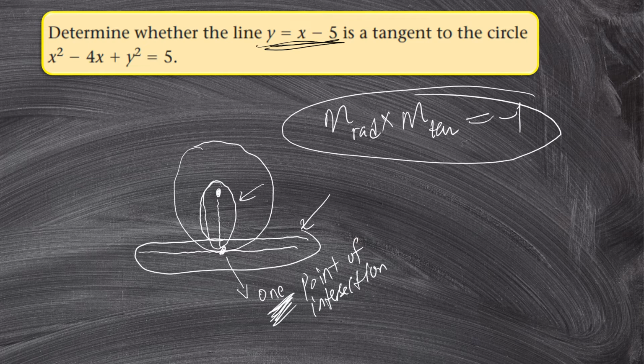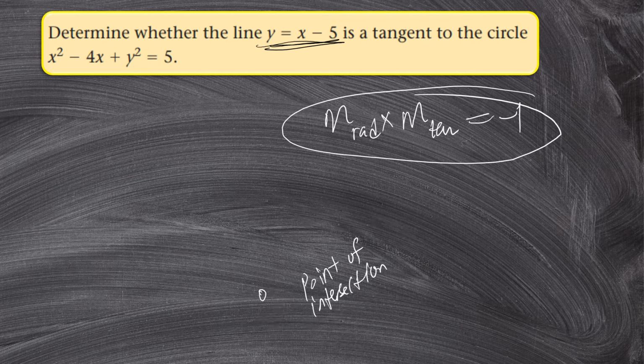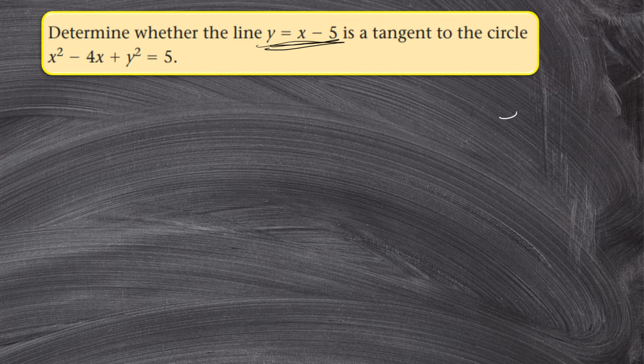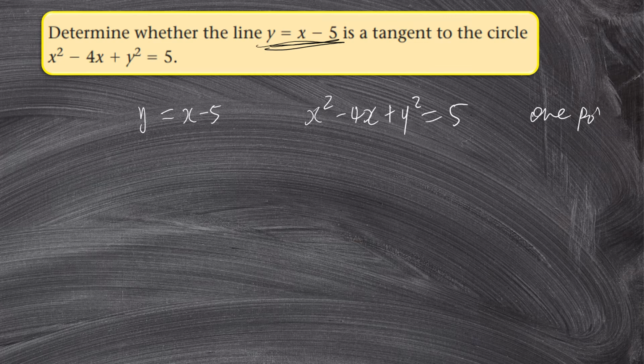So I'm just going to choose the one that will be easier. I think it's the one point of intersection, because we don't necessarily need to go and get the center, complete the square and get the center. You can use that approach as well, it's also fine, but we just prefer the one that is fast. So how can we do that? We are saying if y equals x minus 5 is a tangent to the circle x squared minus 4x plus y squared equals 5, then when we intersect these two, we must only get one point of intersection. That's all we are saying.